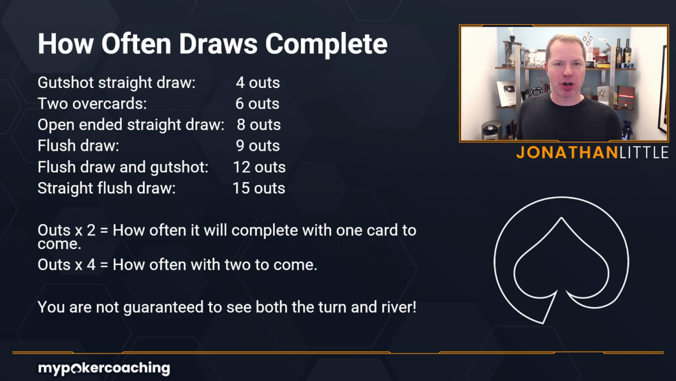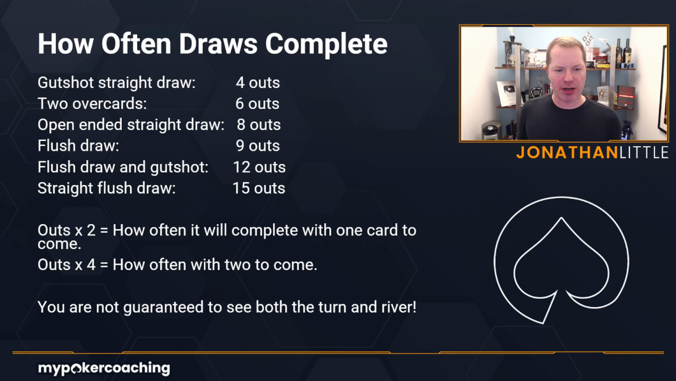If you have a flush draw, this is when you have, let's say, 2 spades in your hand and there are 2 spades on the board. In this spot, there are 13 spades total in the deck, minus the 4 that you see, 2 in your hand and 2 on the board, which gives you 9 outs total.